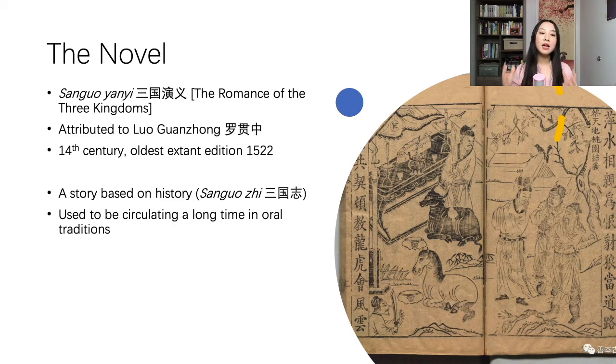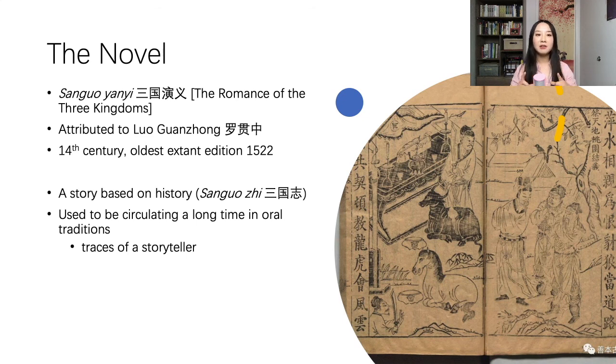And this kind of story used to be circulating a long time in oral traditions. That is to say, prior to 14th century, people were talking about the stories about Cao Cao, about Lord Guan, or about every other character for a long time, but in oral traditions. So people would have the storyteller tell the story in the market, and people would gather there to hear the story, to listen to the story.